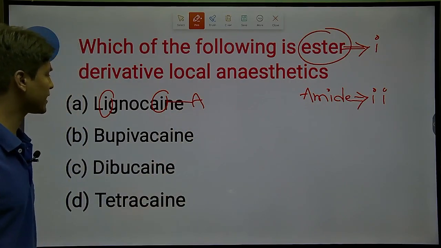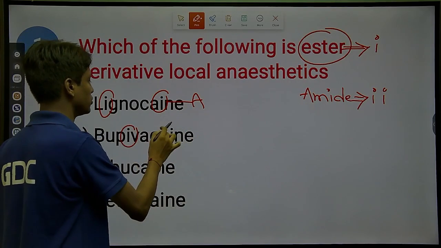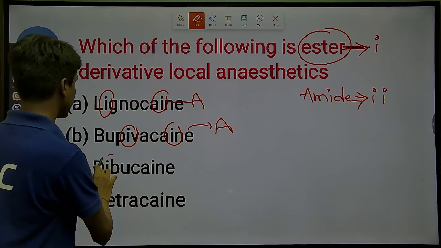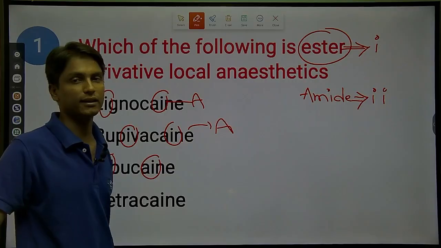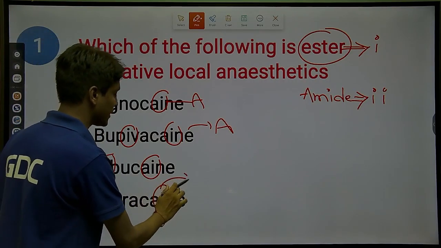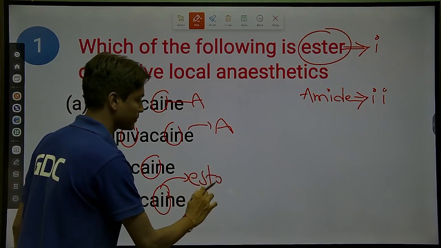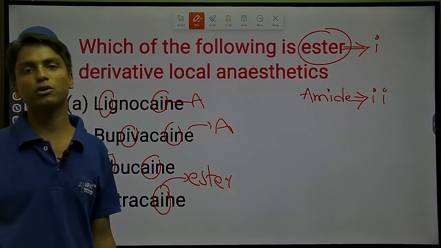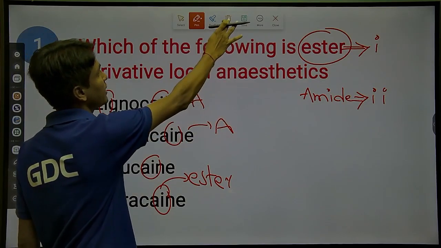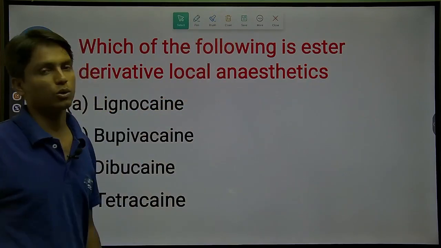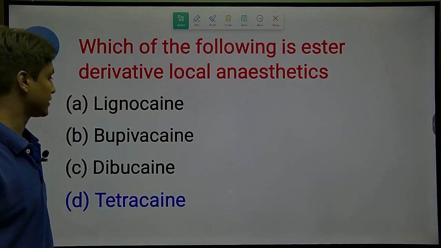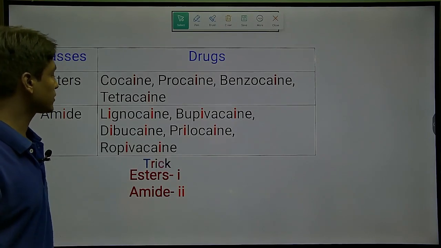Next bupivacaine, how many I letters in bupivacaine? Two, hence it is also an amide derivative. Next dibucaine also contains two I letters, hence it is an amide derivative. The last one is tetracaine, that contains a single I, hence it is an ester derivative local anesthetic. Okay, just one trick to identify the ester and amide local anesthetics. So the answer is tetracaine. This is the explanation part.